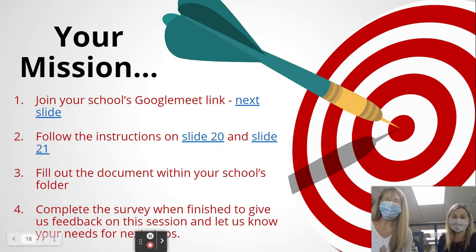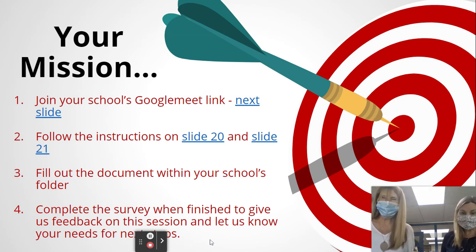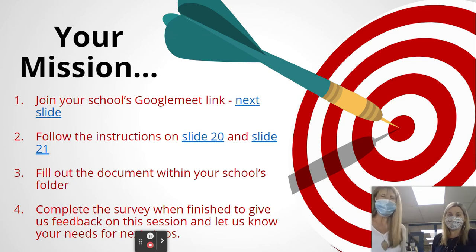Okay, so now comes your mission. The following four steps are what we would like you to follow for the rest of your time with us today. We want you to join your school's Google Meet link, which is on the next slide. Then follow the instructions on slide 20 and slide 21. As you're going through this process, fill out the document within your school's folder. And then finally, once you've completed all that, complete the survey to give us feedback on this session and let us know what your needs are for the next steps.